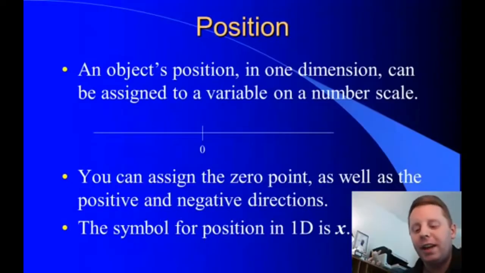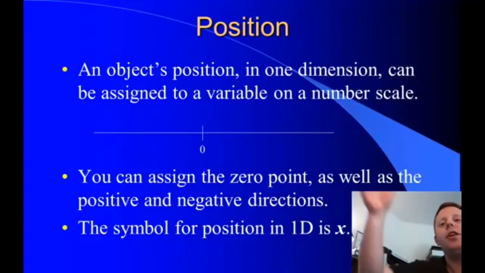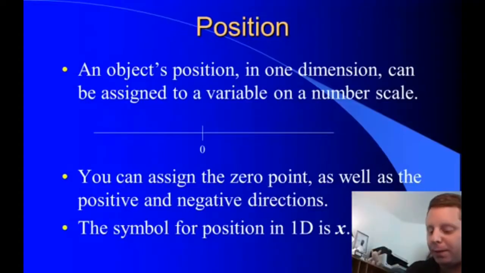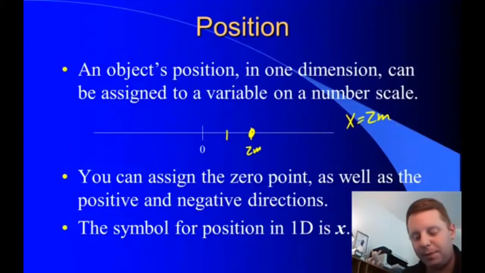So, position. An object's position in one dimension we can assign to a position on a number scale. We can set the zero wherever we want, we can set whichever direction we want to be positive as long as we're consistent within that problem. So if I set my current position where I am right now, and I call that 0, and I call out in front of me the forward direction, if my dog was 2 meters in front of me, my dog's position would be at 2 meters. I would say my dog's position x is equal to 2 meters.